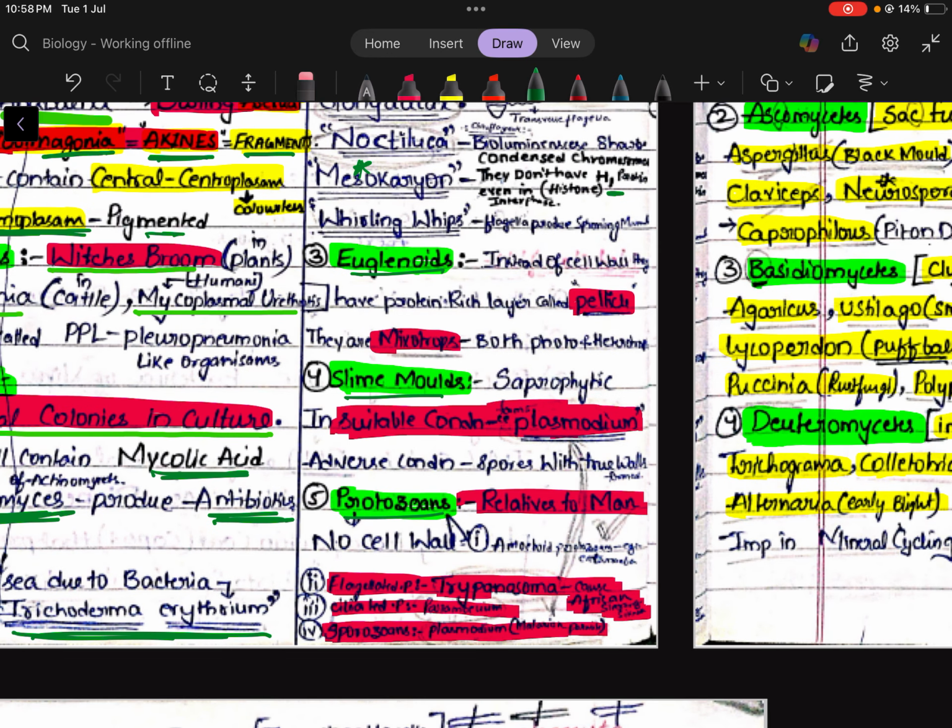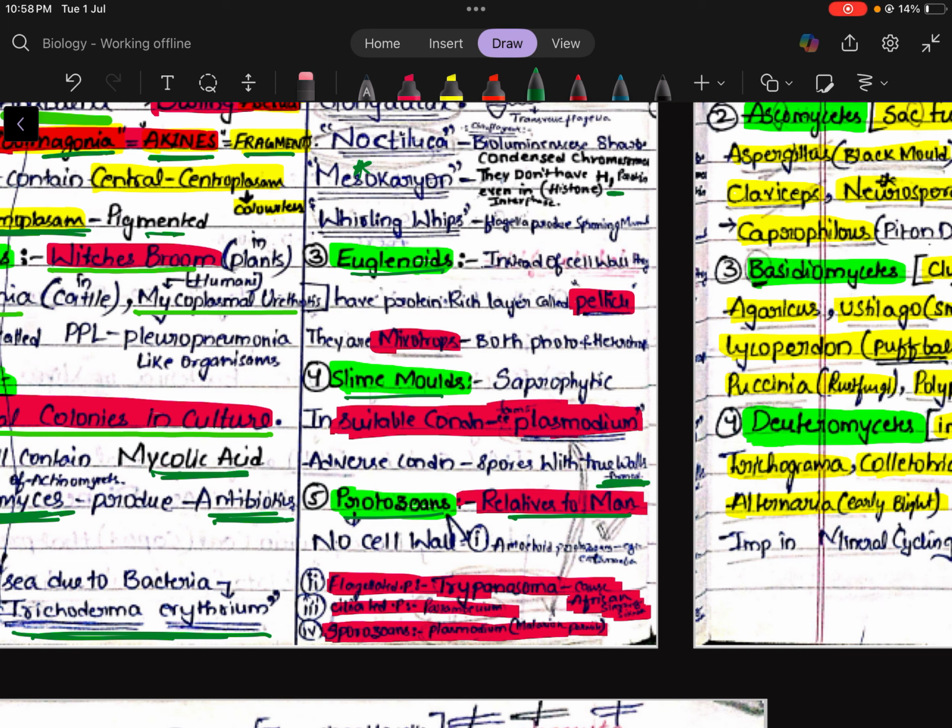Euglenoids, instead of a cell wall, have a protein-rich layer called pellicle. They are actually called mixotrophs because they are photosynthetic and heterotrophic also. They can prepare their own food and depend on others for food. So the fourth group is slime molds. In slime molds, in suitable conditions, they form plasmodium. In adverse conditions, they form spores with true cell walls.